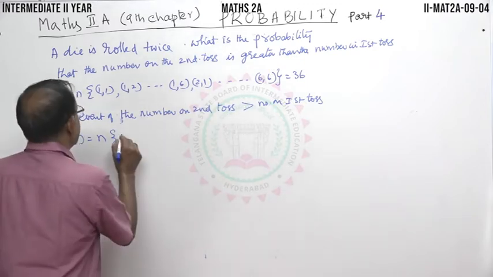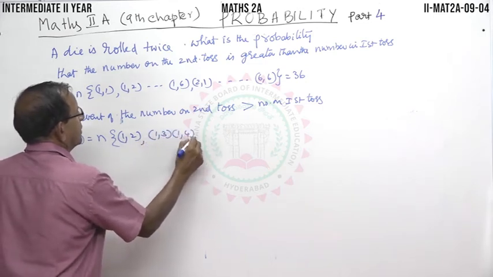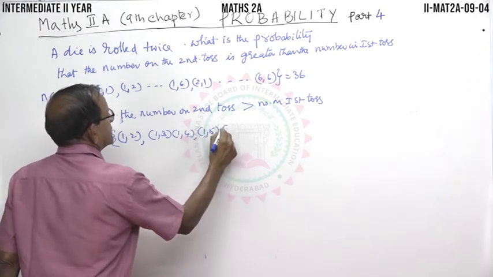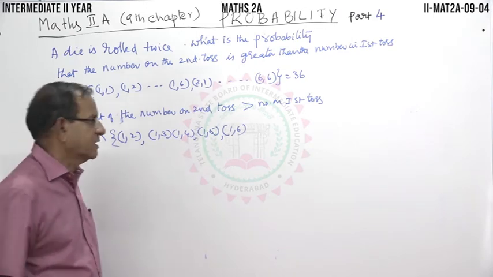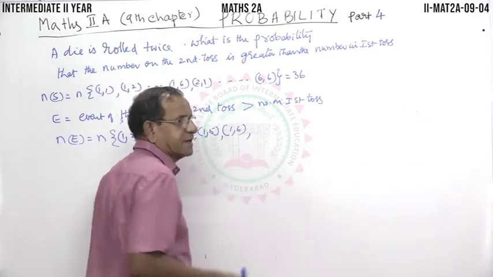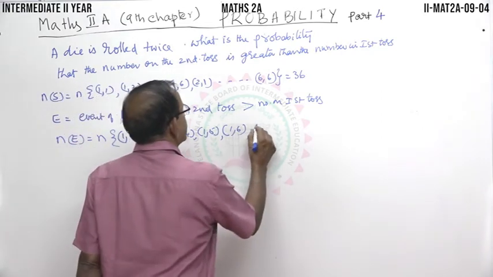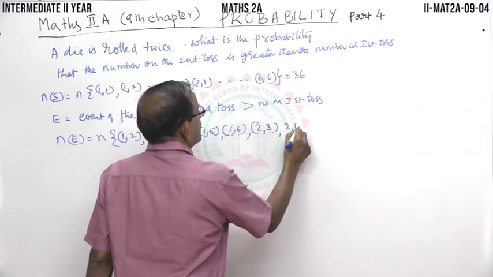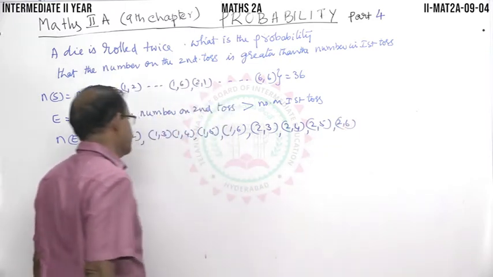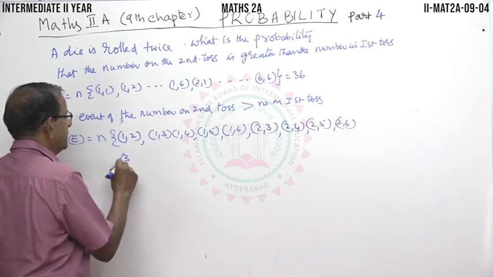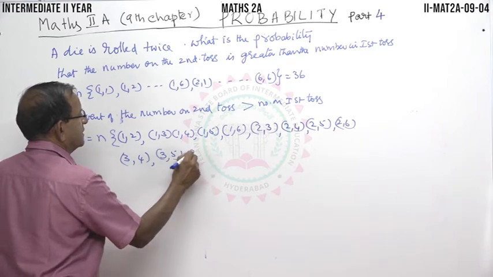So with 1, we will get 1,2, 1,3, 1,4, 1,5, 1,6. In all these 5 pairs, second number is greater than first number. Now let us take with 2. 2,1 we cannot take because second number should be greater than first number. 2,2 also cannot take. So we have to start with 2,3, 2,4, 2,5, 2,6. Next with 3. You have to eliminate 3,1, 3,2, 3,3. You have to take 3,4, 3,5, 3,6.